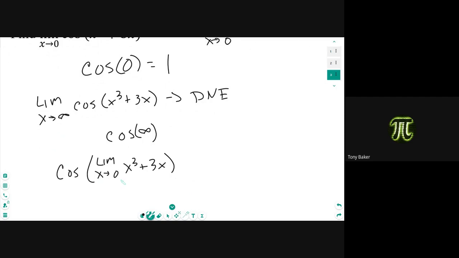Because the function's continuous, and as x goes to infinity, that goes to infinity. And then I would look at it in terms of the cosine of infinity, because I know the value of that inside there is infinity. Very good questions.